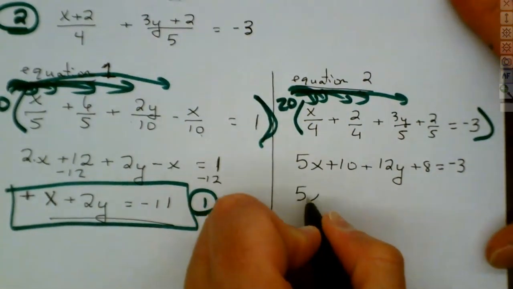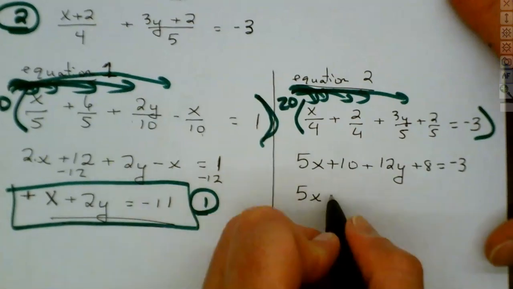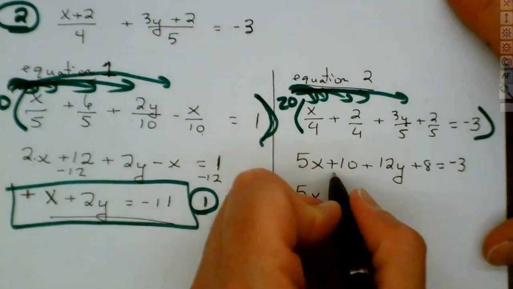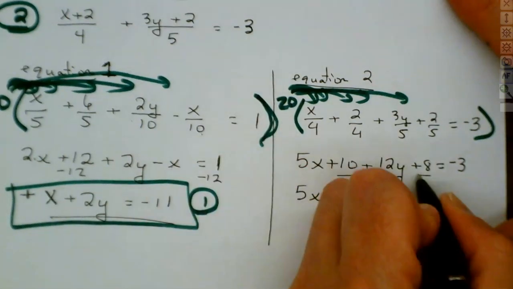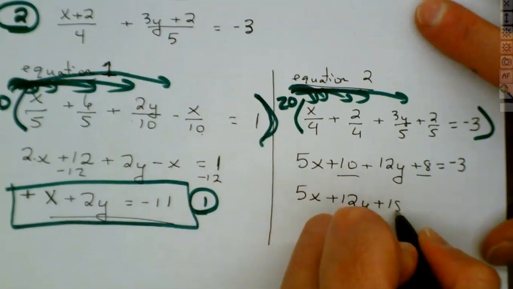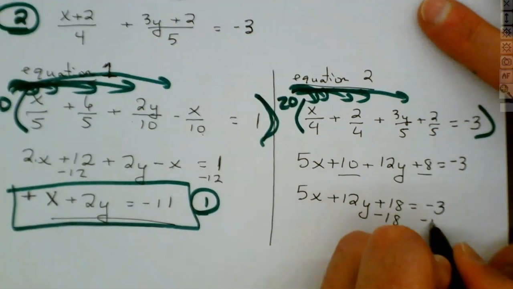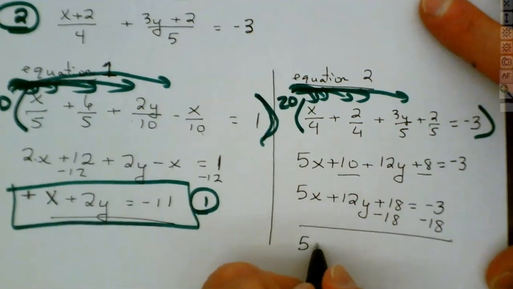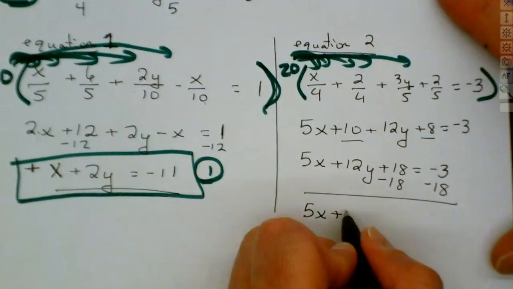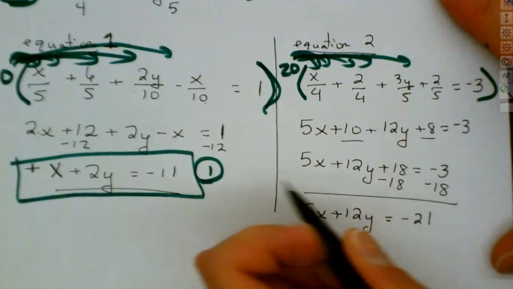Clean it up. So we have 5x. And then I'll move things around a little bit. We've got a 10 and an 8. So then we have a 12y. And we've got a plus 18 equals that negative 3. And I'm going to move that 18 over. And now we have 5x plus 12y equals minus 21.